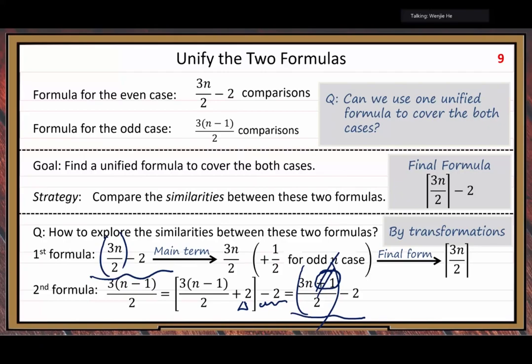So now, after this analysis, later you only need to memorize one single formula for this problem. Okay? Ceiling function of 3n over 2, then minus 2. And you also know this solution is optimal. So I'll give you this solution.